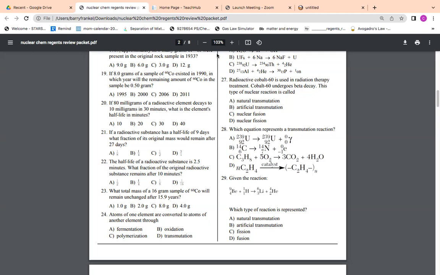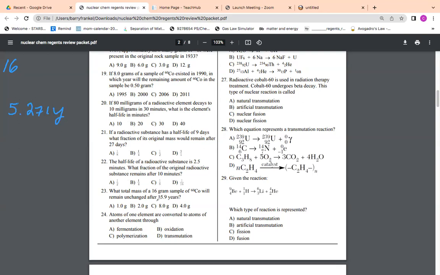Alrighty. Next one. At least on my paper, 23: what total mass of a 16-gram sample of cobalt-60 will remain unchanged after 15.9 years? Again, we also did this one in class. This is one of the ones on our posters. So we start off with 16 grams. I'm just going to put this up here, and this is going to decay into some amount. Cobalt-60, again, has a half-life of 5.271 years.